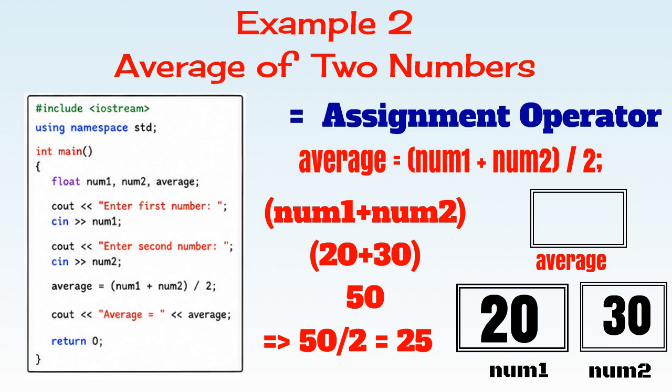It sees the label average. It takes that 25 from its temporary register, travels across the bus to the RAM address we reserved for average, and overwrites the empty space with the new binary data. The assignment is complete.